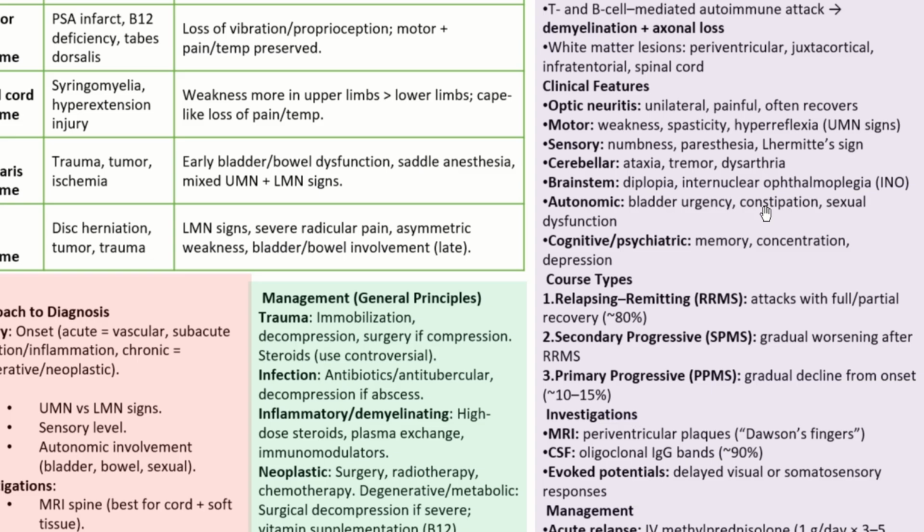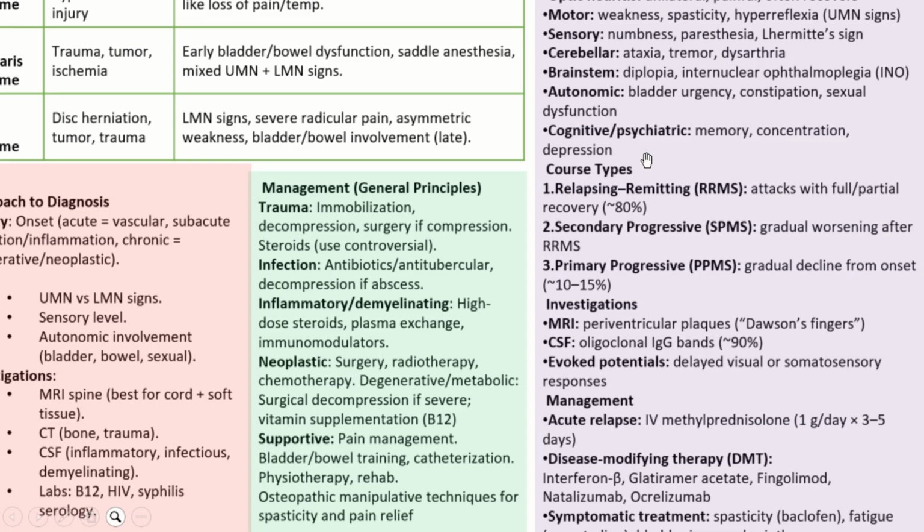And this Lhermitte sign is described as an electric-like sensation when we have sudden changes in posture. For example, if we do a flexion of the neck and the patient feels like we have electricity moving down their spine, that's the Lhermitte sign. Then we have cerebellar, things like ataxia, tremor, dysarthria, brainstem, things like diplopia and ophthalmoplegia, autonomic dysfunction like bladder urgency, constipation, and sexual dysfunction. We can have cognitive or psychiatric issues, and because you have seen MS really affects the brain, any part of the brain can be affected.